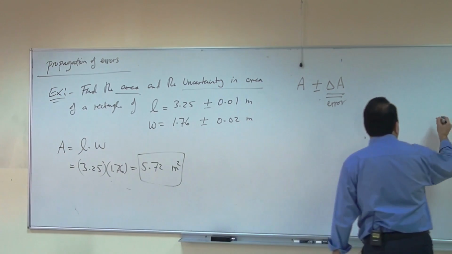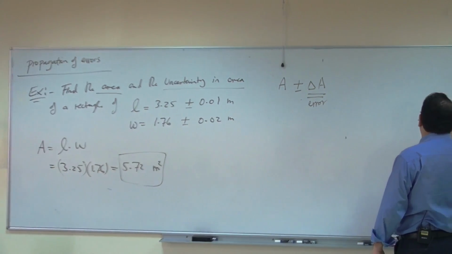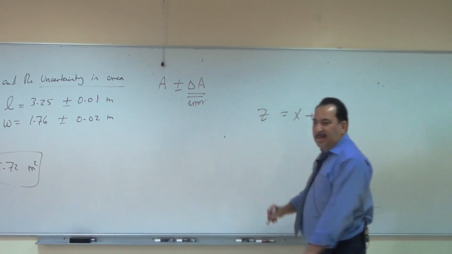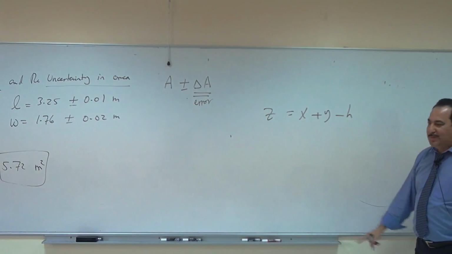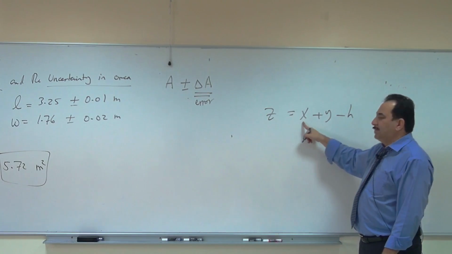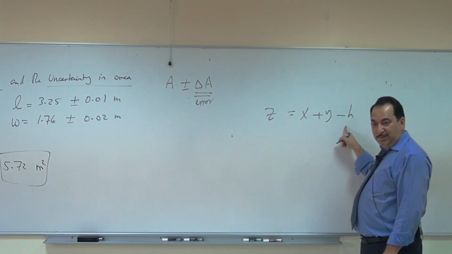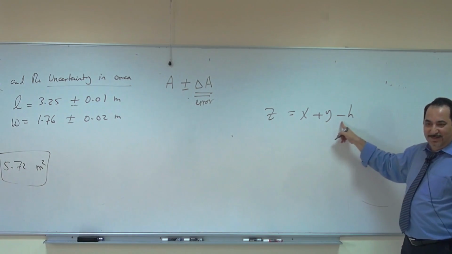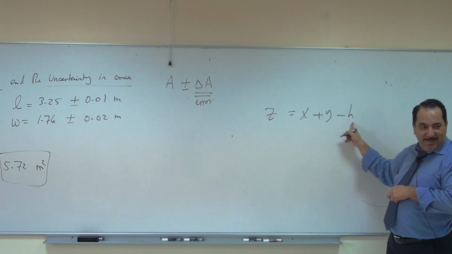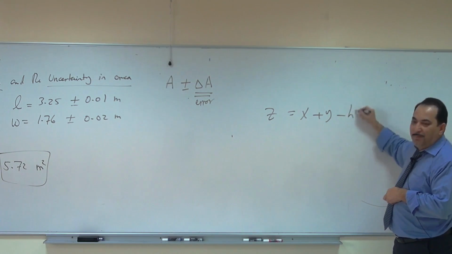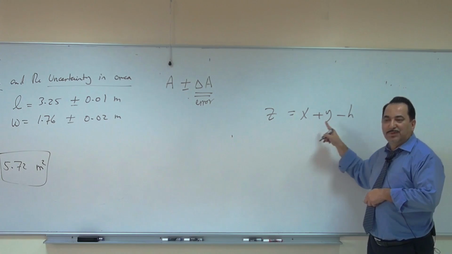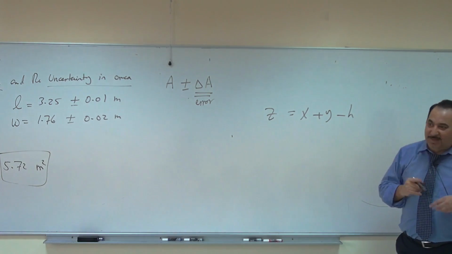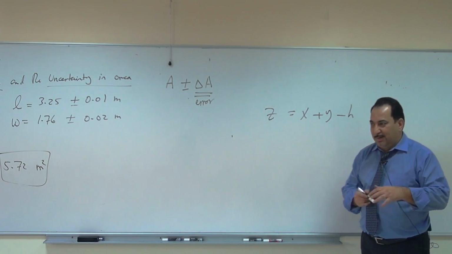Like if you have the equation x plus y minus h equals z. What's the maximum value of z? Will you take maximum x, maximum y, and maximum h to get maximum z? Wrong, because this is minus. So you have to do the opposite here, yeah? You have to take the minimum h with the maximums of x and y. So you have to be careful. It doesn't work as simply as she said, yeah?